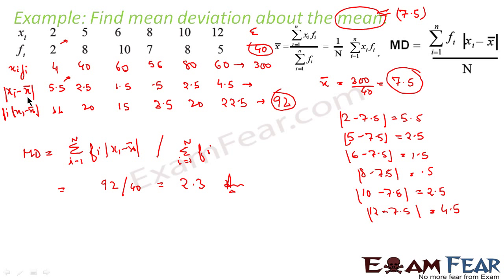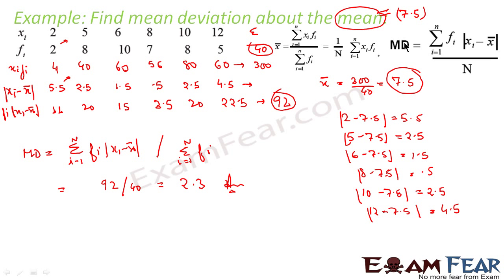Very simple, what we have done here. We have xi's, we have fi's. We found xi fi. Why are we doing this? Because we wanted to find the mean first. Mean is nothing but sigma xi fi by sigma fi. So we got the mean as 7.5. Now once we have the mean, we found the deviation of all these points from the mean, that is, mod of xi minus mean. Then the formula was mean deviation is sigma fi into mod of xi minus mean.